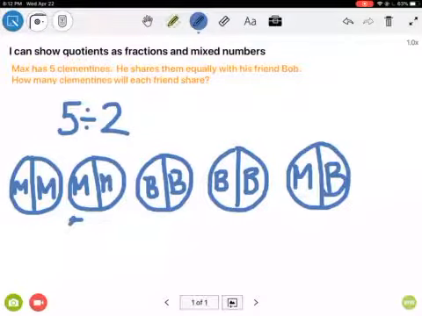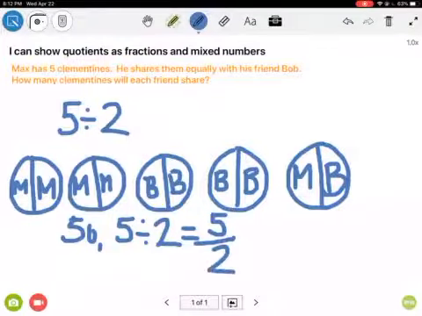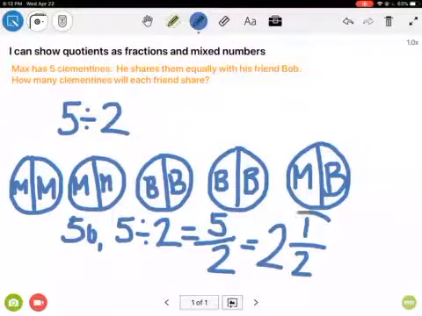So that means 5 divided by 2 equals 5 over 2, which we cannot leave as an improper fraction, so we have to turn 5 over 2 into a mixed number. So to do that, remember, you ask yourself, how many times does 2 go into 5? 2 goes into 5 2 times with 1 left over, and I put it over my denominator. So our answer is 2 and 1/2.